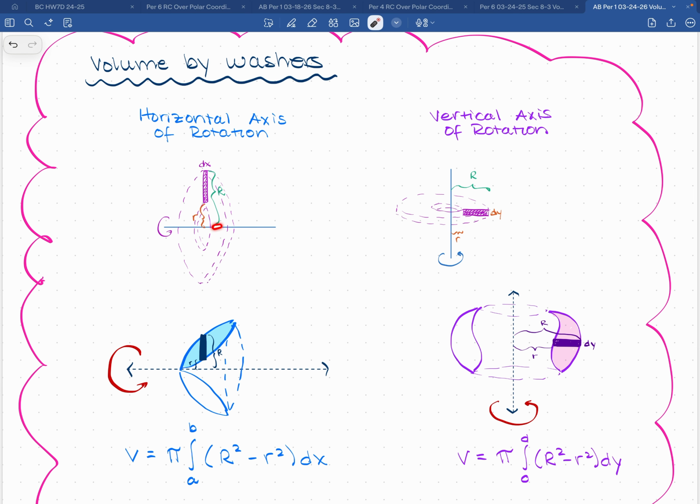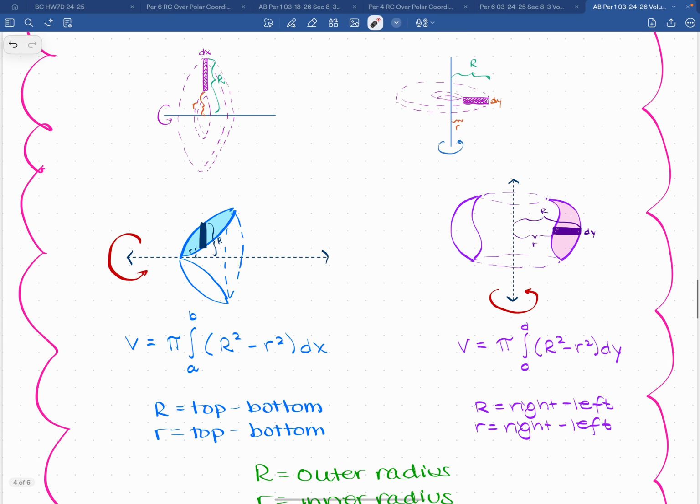Instead, measuring between the axis of rotation and the far edge of the rectangle forms your outer radius, and then measuring between the axis of rotation and your near edge of the rectangle, that's your inner radius. Same thing for a vertical axis of rotation: between the axis of rotation and the far edge is your outer radius, and between the axis of rotation and the near edge of the rectangle, that's your inner radius. So when you are drawing your picture for your actual solid, just keep that in mind.